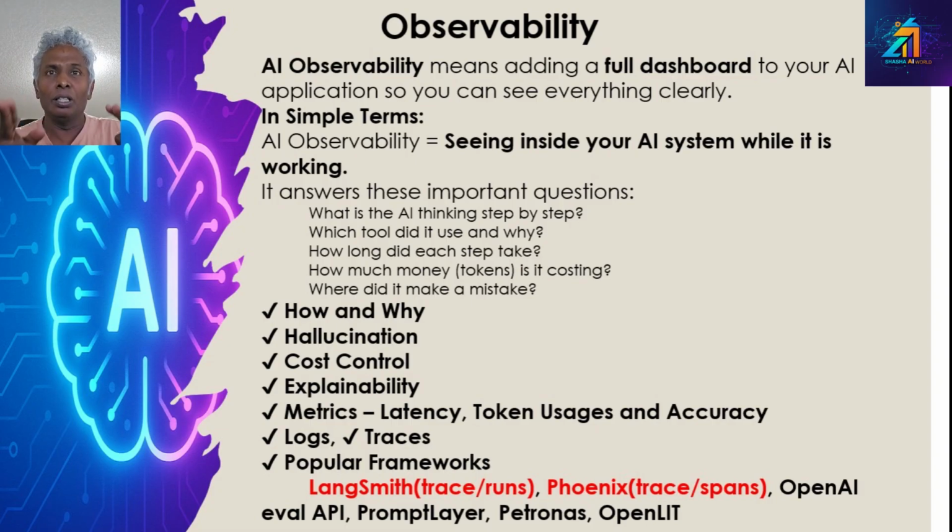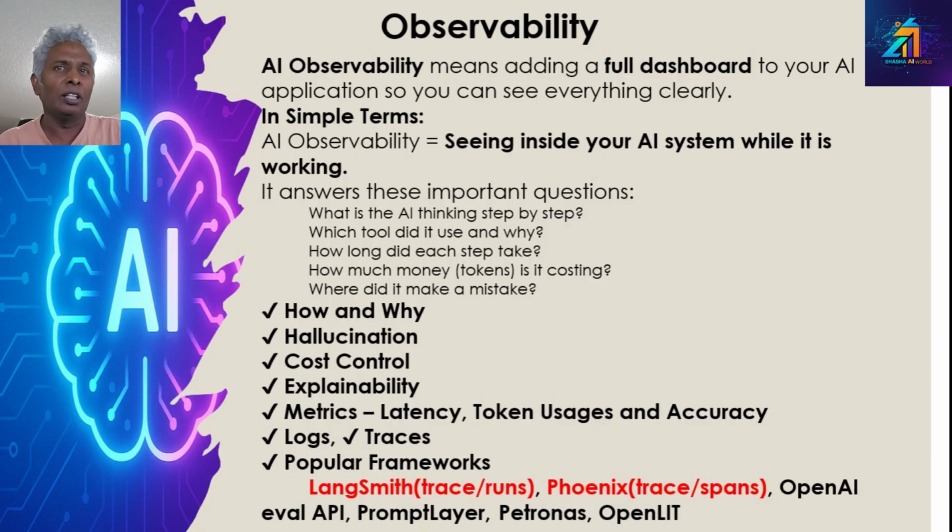So this tool is very, very important. This capability should be there in your application. If you develop any GenAI application with no observability, then you can't deploy that application into production, because after deployment you can't answer anything. In the market, we have very popular frameworks to enable these capabilities. The first one is LangSmith, second Phoenix, OpenAI API, PromptLayer, Petronas, OpenLIT.